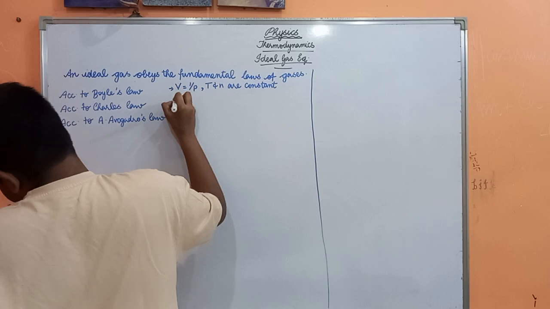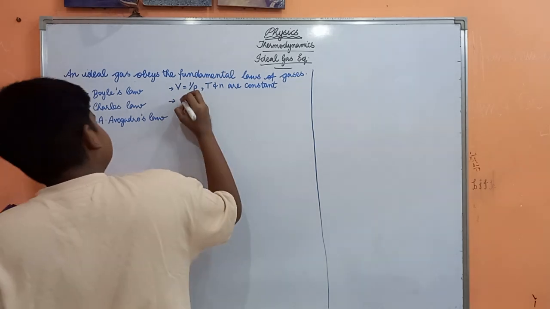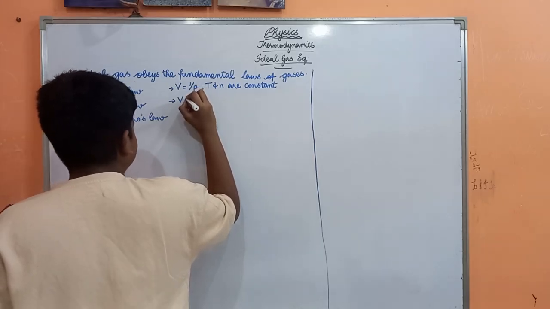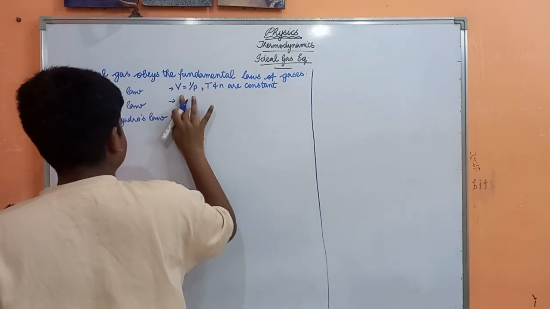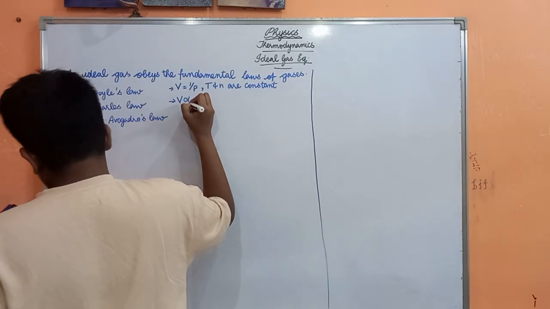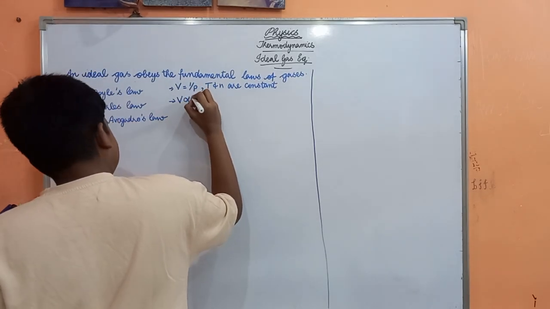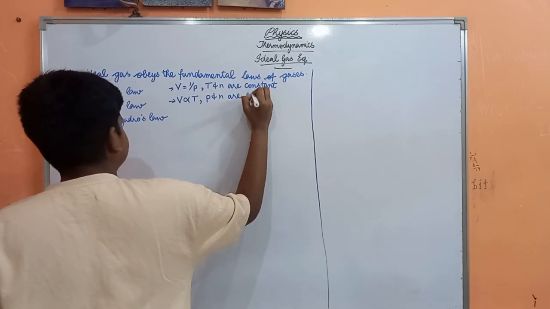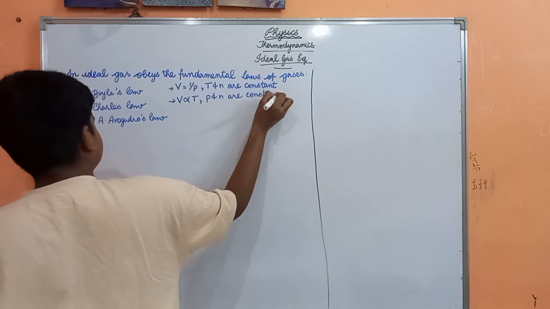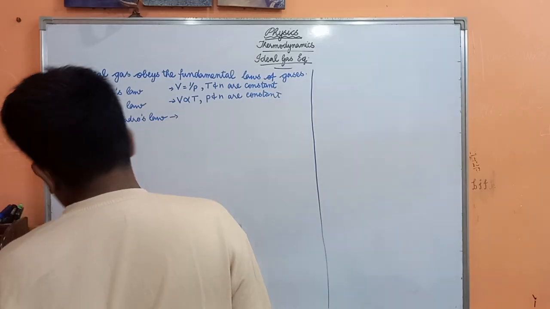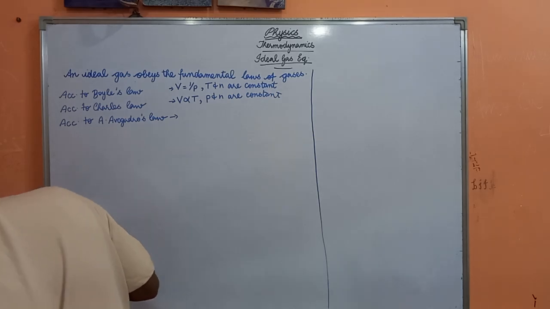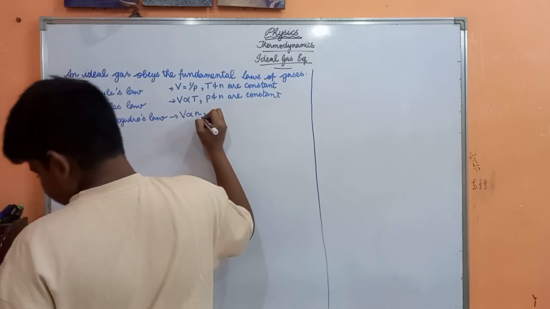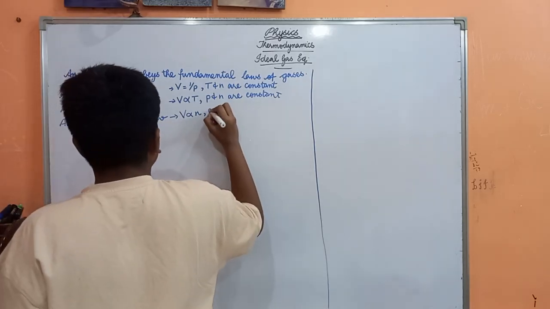Then Charles' law: V is directly proportional to T, where P and N are constant. And this is just simple: V is directly proportional to N, where P and T are constant.